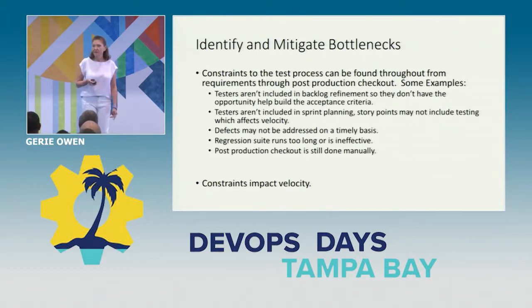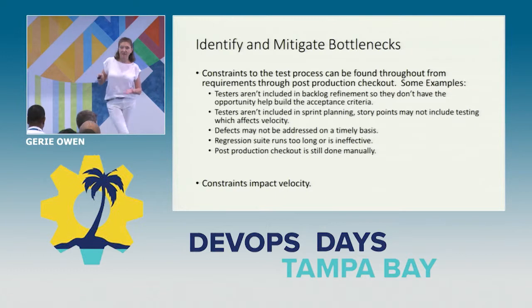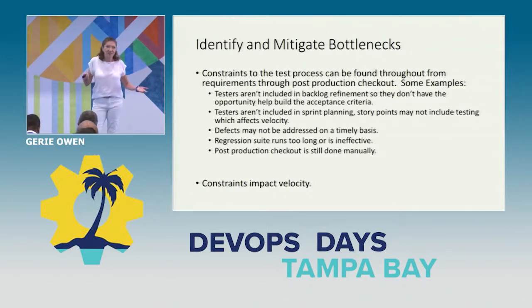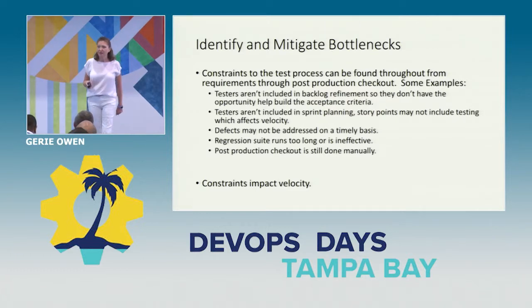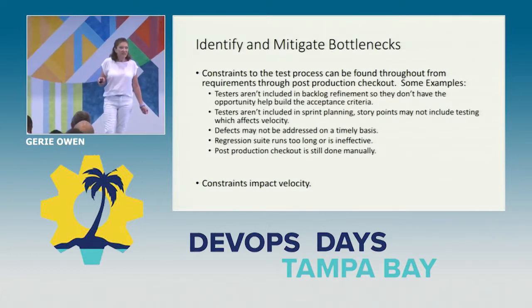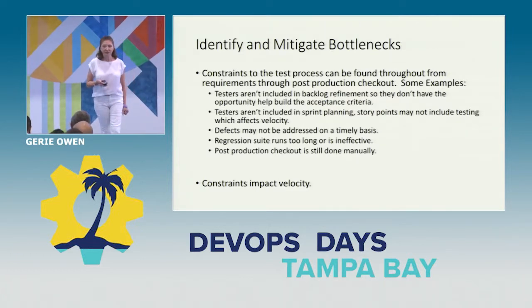Maybe testers aren't included in backlog refinement. Maybe they haven't been included in story pointing. If defects aren't getting addressed on a timely basis, you can have issues with your regression suite. And finally, a lot of companies are still doing post-production checkout manually, which you don't want to do if you can help it. But all of those constraints and any other constraints you can think of, they all impede velocity.